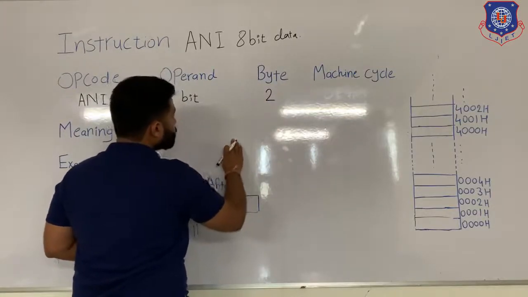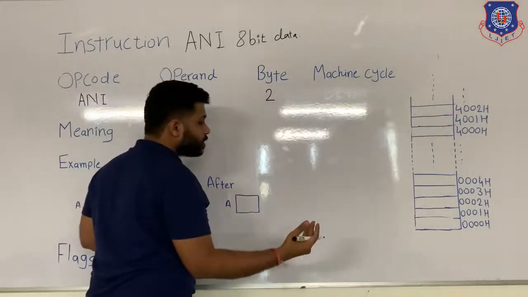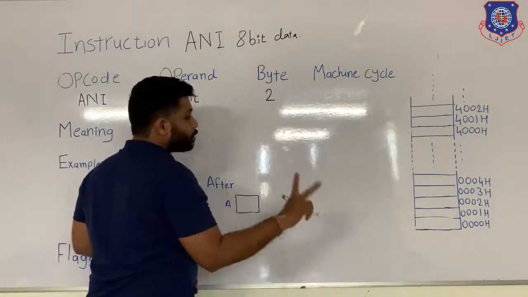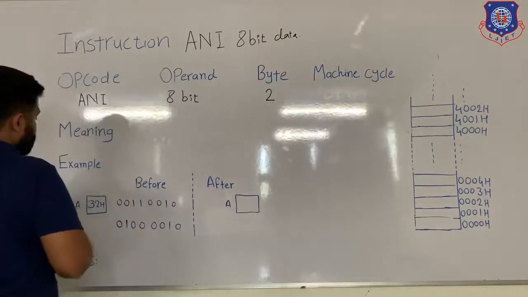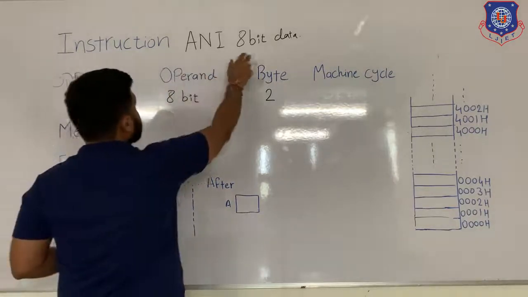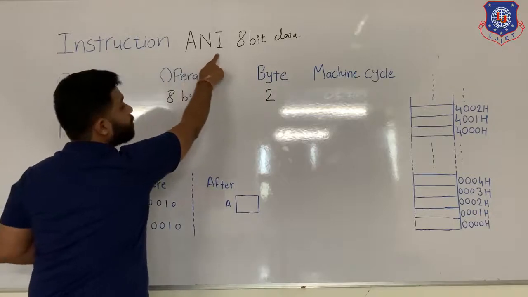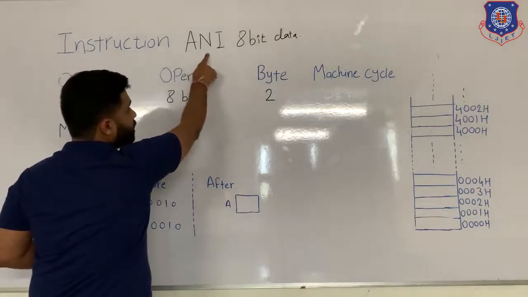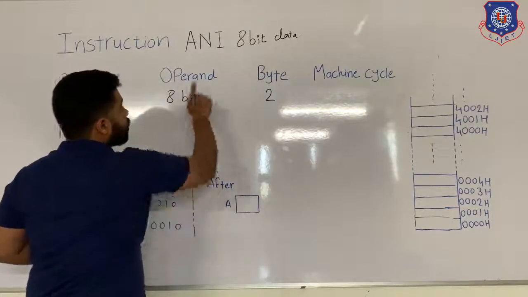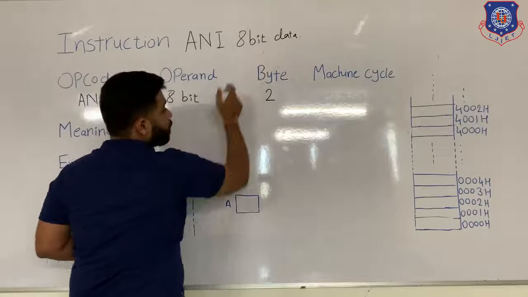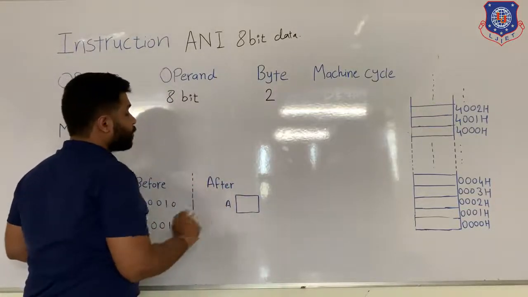What is the meaning of a 2-byte instruction? A 2-byte instruction means that when we store this instruction in the memory, it will occupy 2 memory locations. Okay? Now let's see the meaning of the instruction. ANI 8-bit data means logical AND immediate. Logical AND immediate of 8-bit data with the accumulator, and the result will be stored in the accumulator.